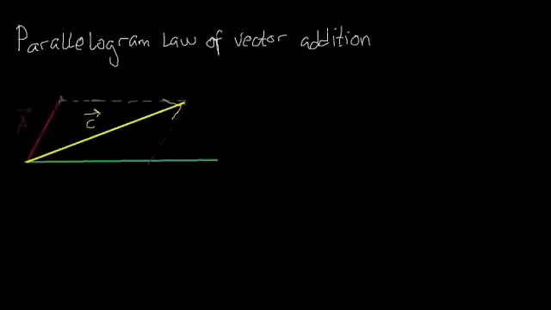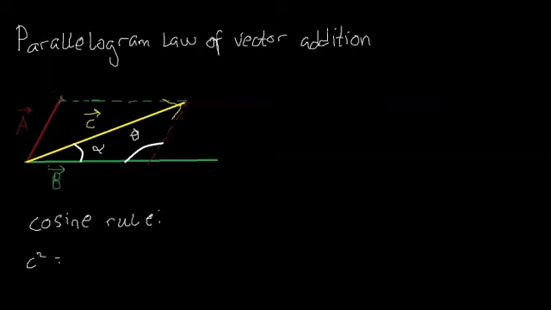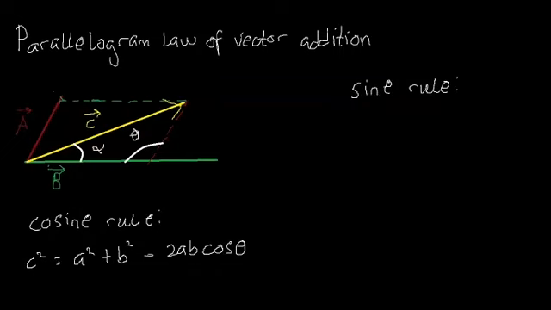Let's now move to the parallelogram law of vector addition. This law allows us to represent the resultant of the vectors A and B in magnitude and direction as the diagonal C of the parallelogram formed by both vectors. We can then find the magnitude of the resultant of both vectors as the length of diagonal C using the cosine rule, which is given by C squared equals A squared plus B squared minus 2AB cos theta. We can also find the direction of the resultant vector using the sine rule. The sine rule is given by sine theta over C equals sine alpha over A.